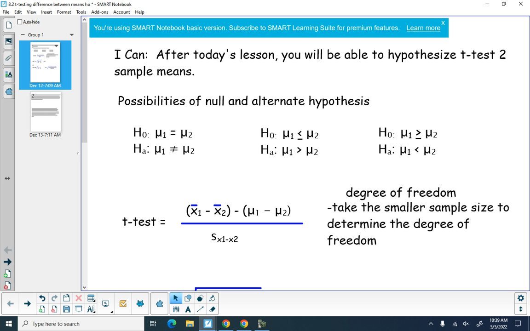To find critical values, you take the smaller of the sample sizes to determine the degree of freedom and your critical values. You look at your smaller sample size and you pull your critical values from there.